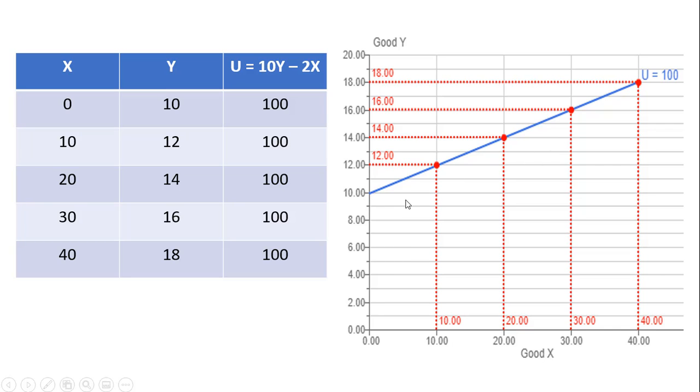When you have a bad good, the indifference curves will slope upwards. In order to be compensated for consuming more of the bad good, you have to consume more of the good good, in this case, to maintain an equal amount of utility. So in fact, every time x increases by 10 units, this consumer needs 2 more units of good y to maintain the same level of utility.